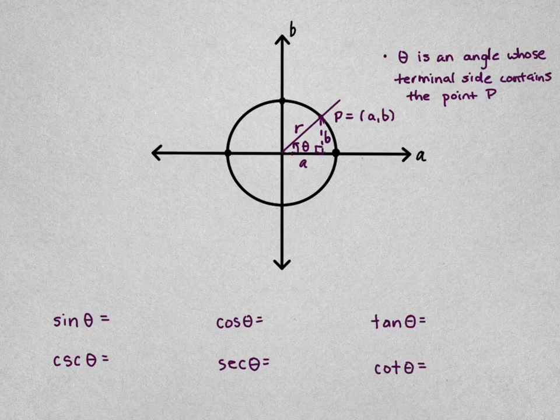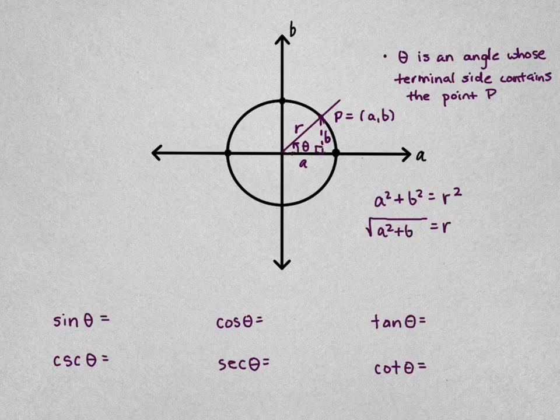So what do we know about R? Well, because of the Pythagorean theorem, we know that A squared plus B squared equals R squared in the triangle that we have here. So if we solve for R, we get that R is equal to the square root of A squared plus B squared.